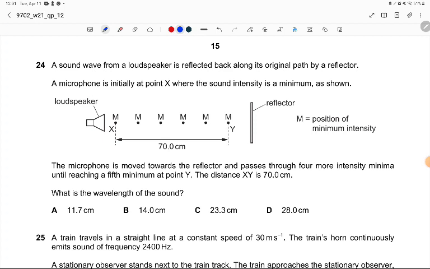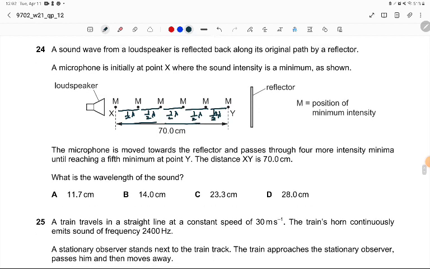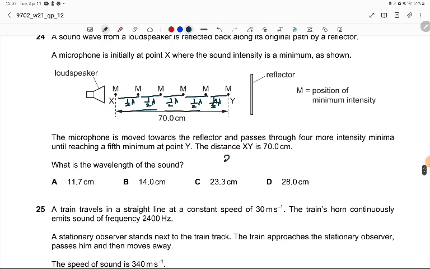So we have M as the minimum points, which are the nodes basically. Node to node is half lambda, so there is another half lambda over here, another half lambda over here, and another half lambda over here. That makes 1 lambda, 2 lambda, and 2.5 lambda. So 2.5 lambda is equal to 70 centimeter. So lambda should be equal to 70 divided by 2.5, and that should give me 28 centimeter.